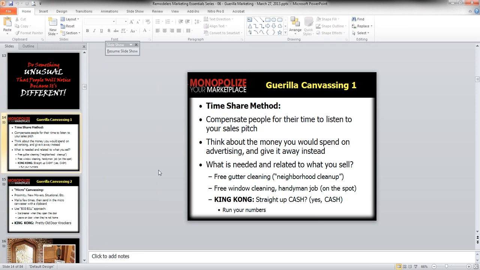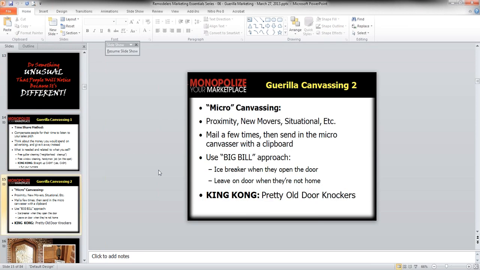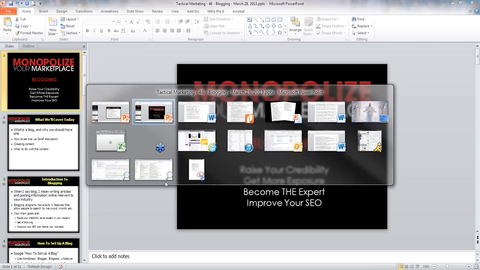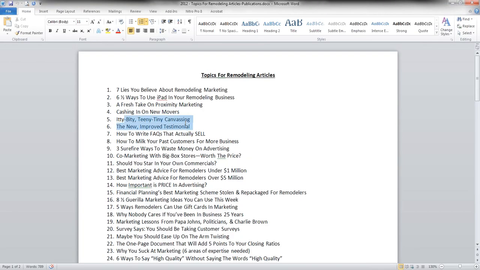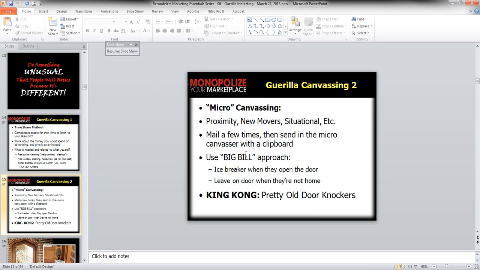Guerrilla canvassing, number one, the timeshare method. I could create a headline and then an article that says something like, what I learned from the timeshare selling maniacs in Cabo San Lucas about remodeling marketing. Well, that's going to introduce an article about what I call timeshare method of canvassing, where you compensate people for their time. Okay? Number two, micro canvassing. Now, I already had an article about this, which was, let's see, where was that? Itty bitty teeny tiny canvassing. That's micro canvassing. Okay, let's go to the next one.